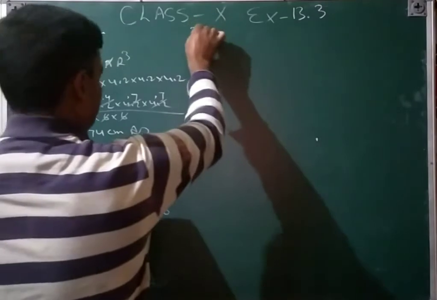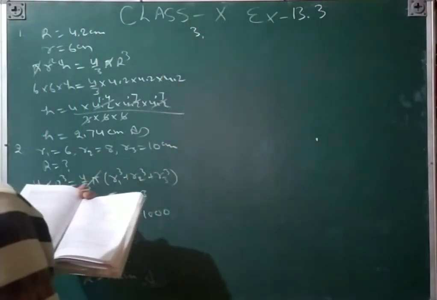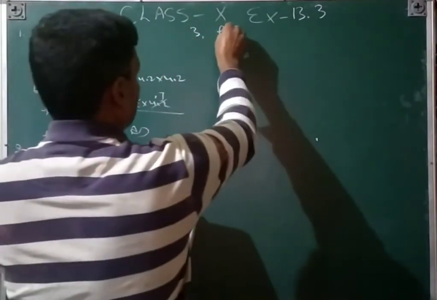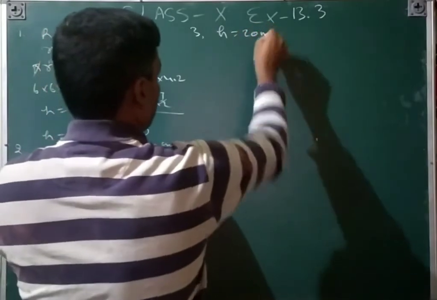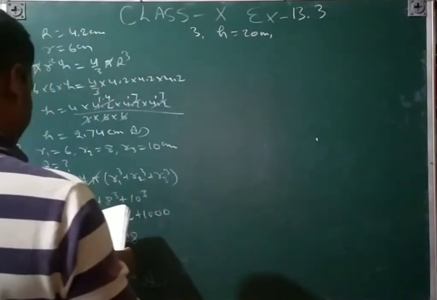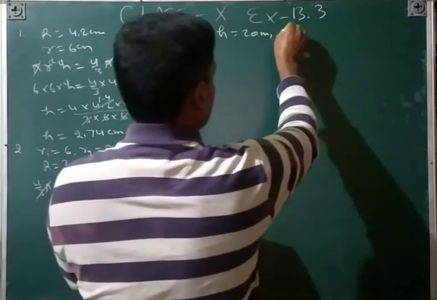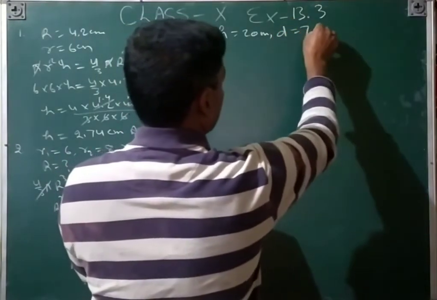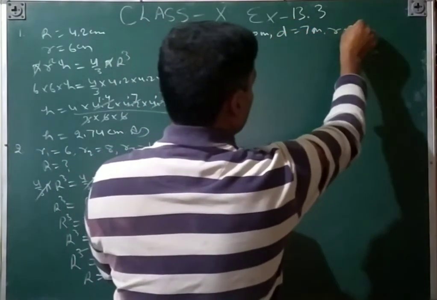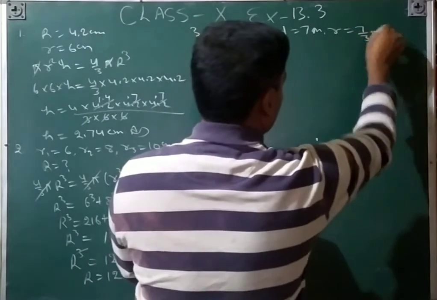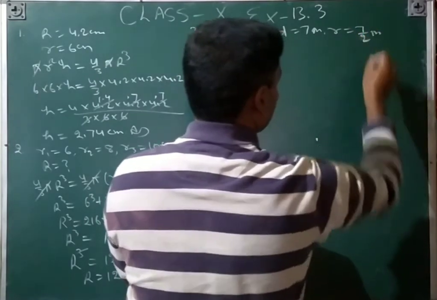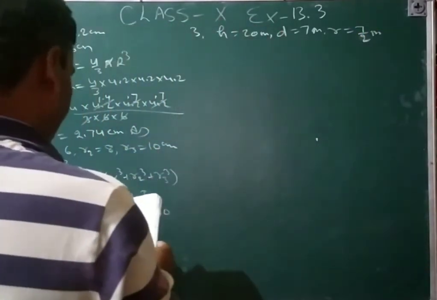Third question: a 20 meter deep well. Deep means the height h is 20 meter, and the diameter is 7 meter. So r is equal to 7 upon 2 meter.